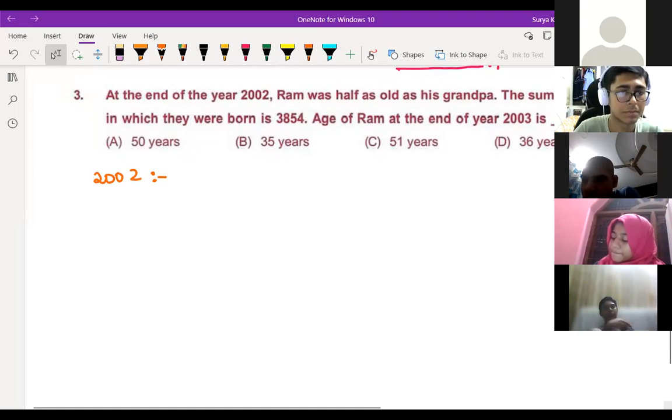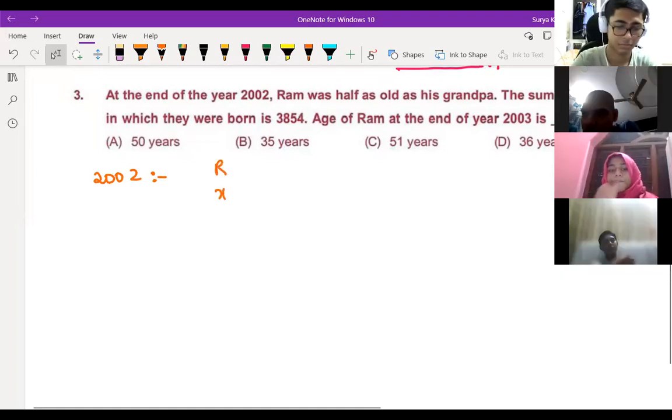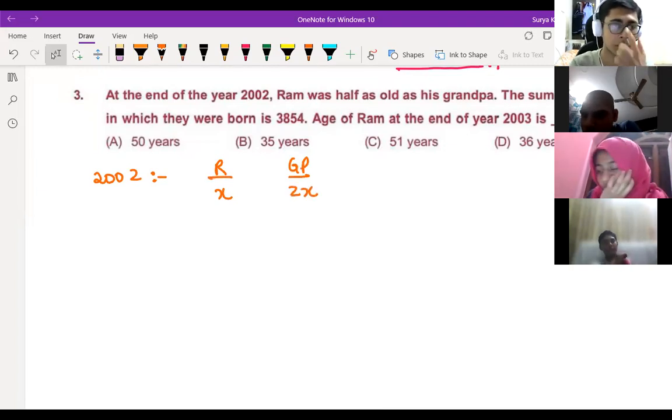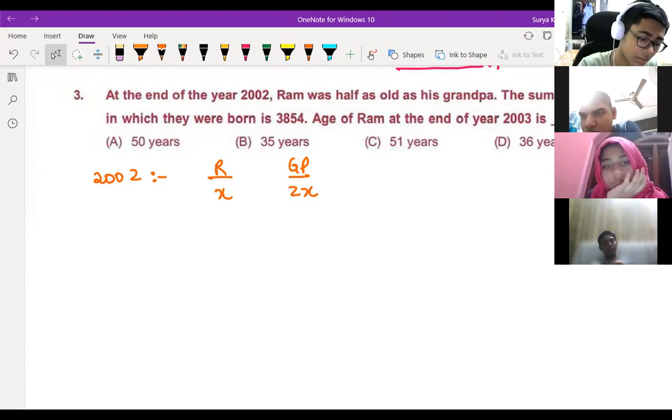Ram was half. If Ram is X, so grandpa will be how much? Double of this, right? 2x, correct? Sir, I think the answer will be 51 years, sir. Don't think whether you have solved it or not. You should be confident, Priyanshu. Okay, sir, I'm confident. Tell me, how to do this?